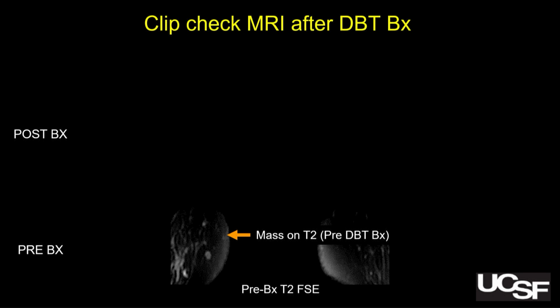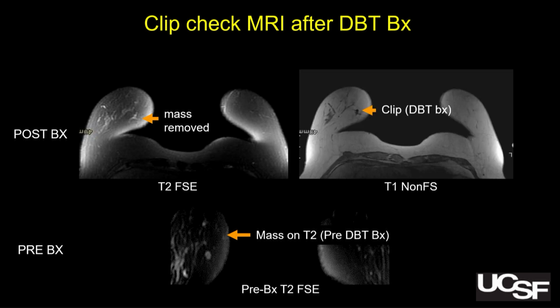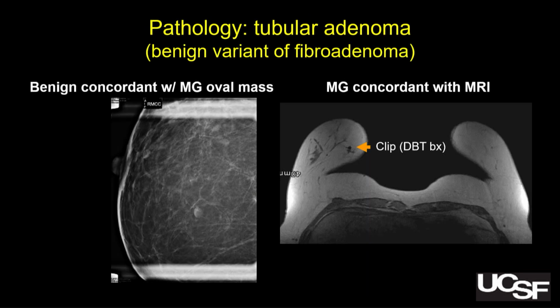So we did do a clip check MRI. The mass is removed, and the T1 non-fat sat shows the clip from the DBT biopsy, and then also confirming that the mass, actually this arrow's in the wrong place, but the mass was here. That's the pre-scan. So the different positioning, and also the beauty of PowerPoint, it kind of elongated my image. Anyway, we did prove DBT MR concordance by doing a non-contrast MRI to prove the clip is now in the MR mass. Yay. So two different things.